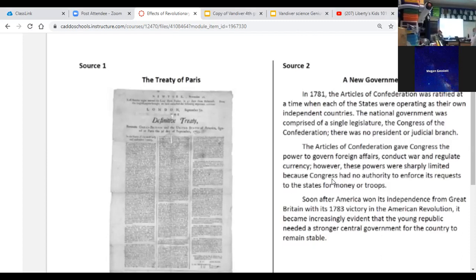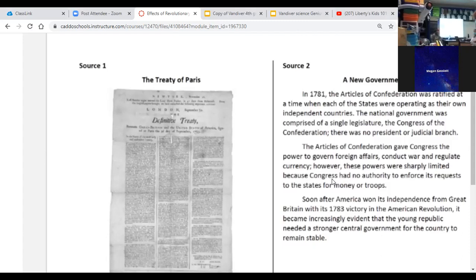Soon after America won its independence from Great Britain with a 1783 victory in the American Revolution, it became increasingly evident that the young republic needed a stronger central government for the country to remain stable.